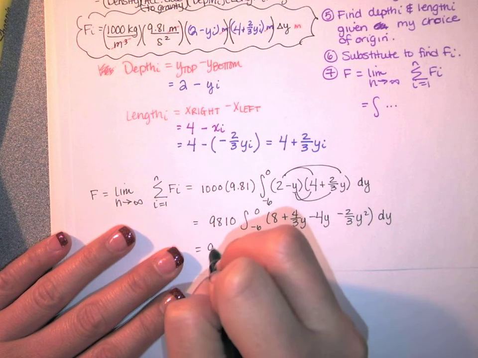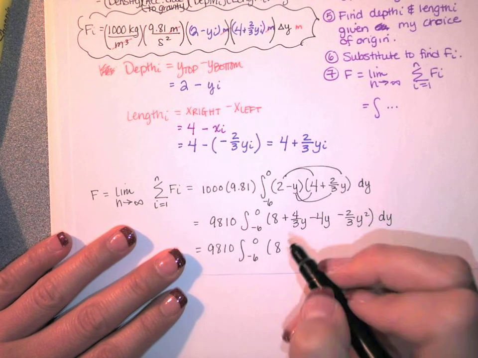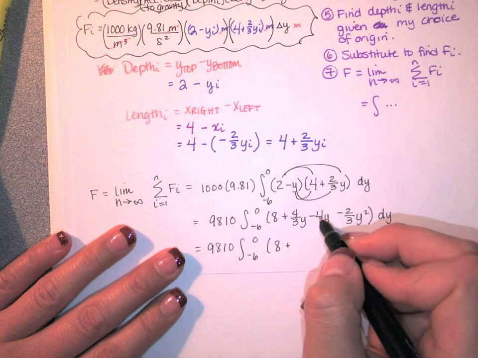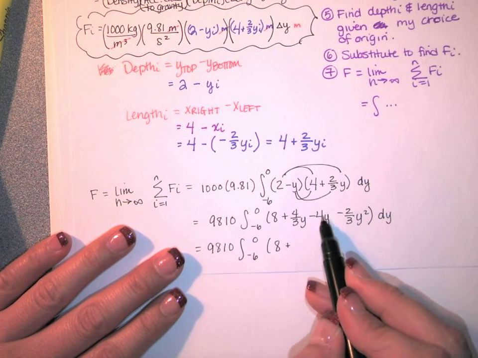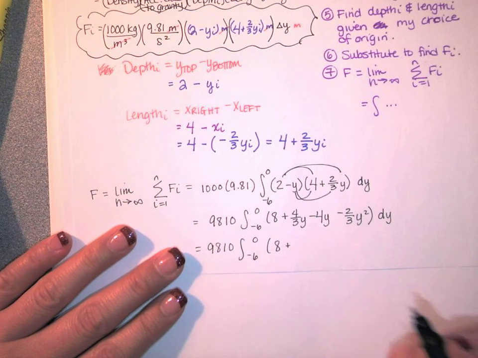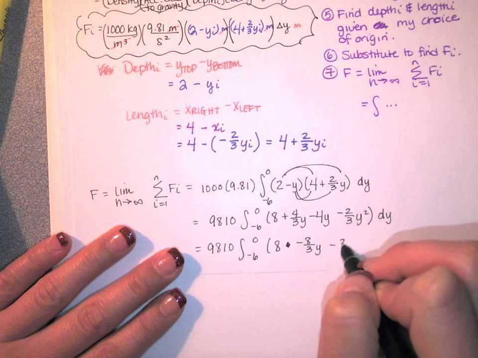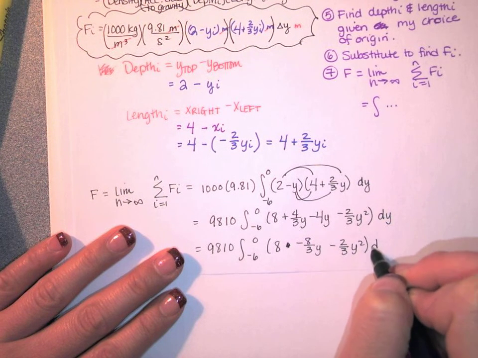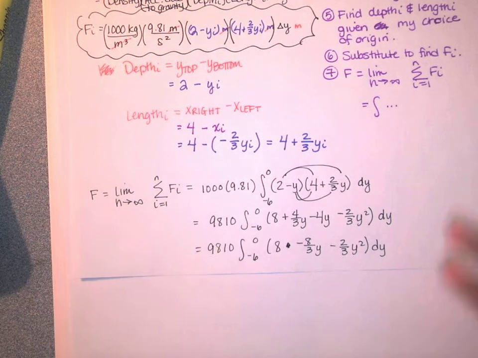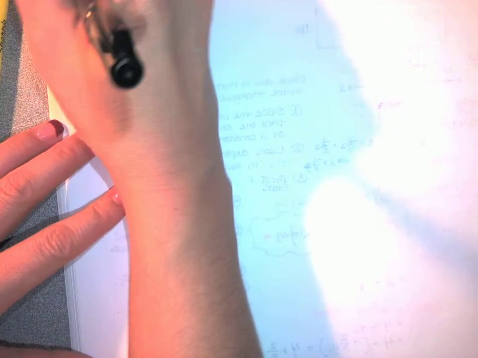And if you want, you can simplify before you anti-differentiate. I've got 4/3 of y minus 12/3 of y, because 4 is 12 divided by 3. So 4 minus 12 is -8. So this is -8/3 of y minus 2/3 of y squared. And we're integrating with respect to y. So let's anti-differentiate. This is force.